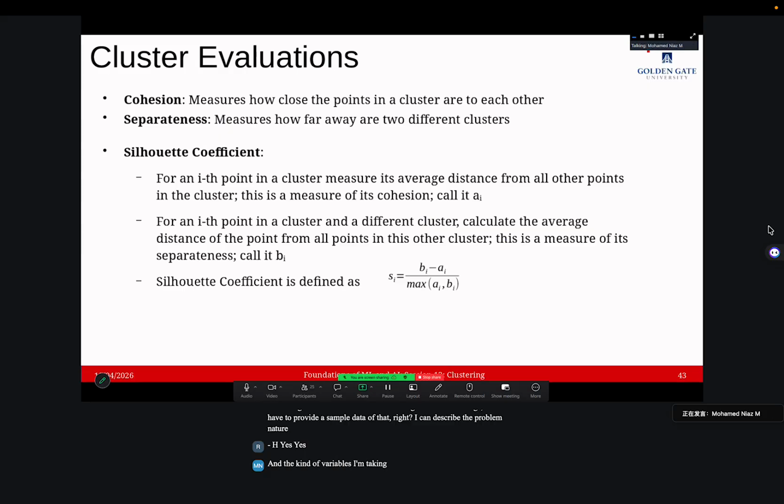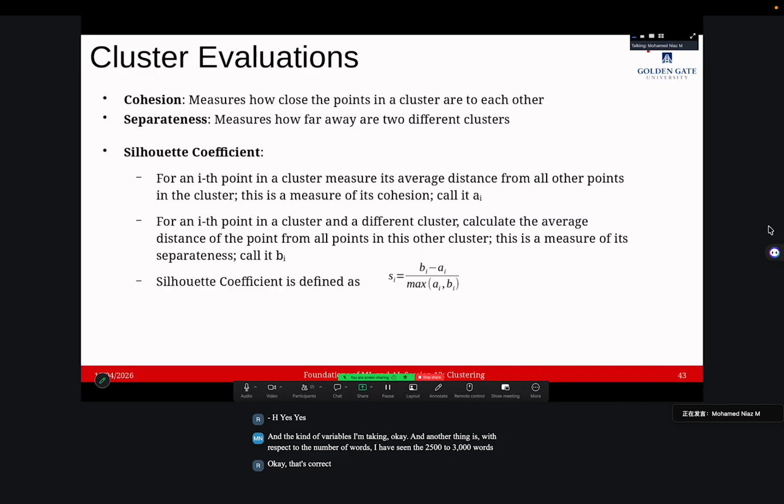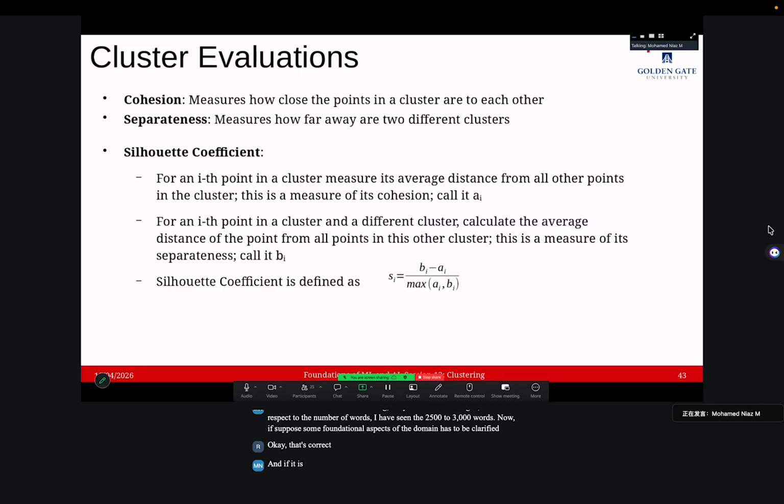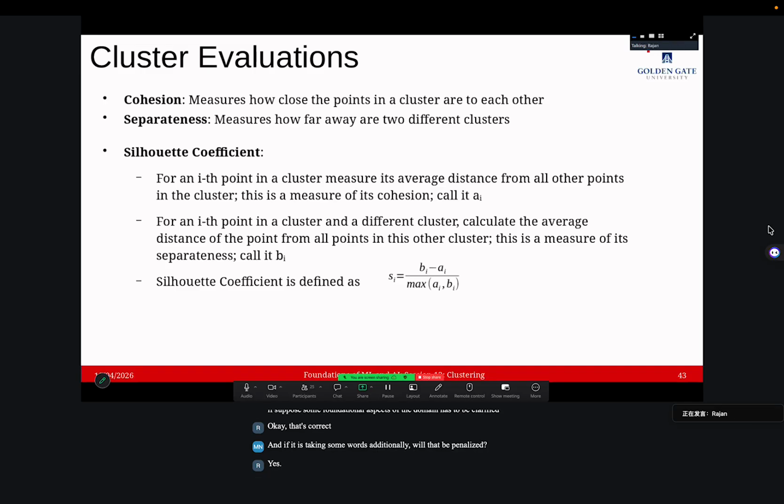Okay. And another thing is with respect to the number of words, I have seen 2,500 to 3,000 words. Now, if some foundational aspects of the domain have to be clarified, and it takes some words additionally, will that be penalized? So I'll tell you an example from my own experience.